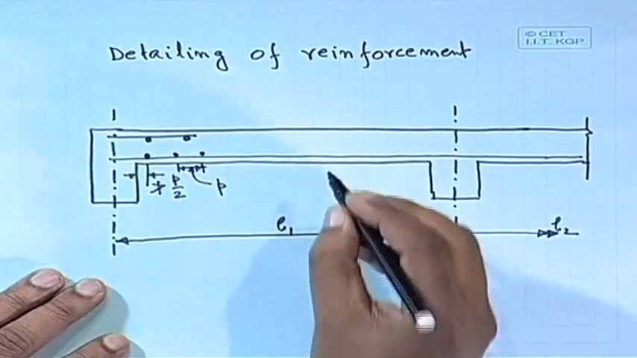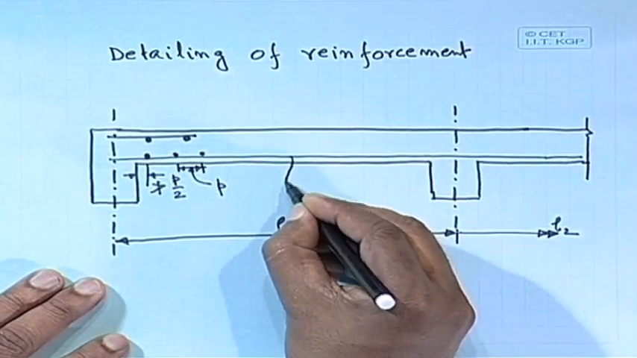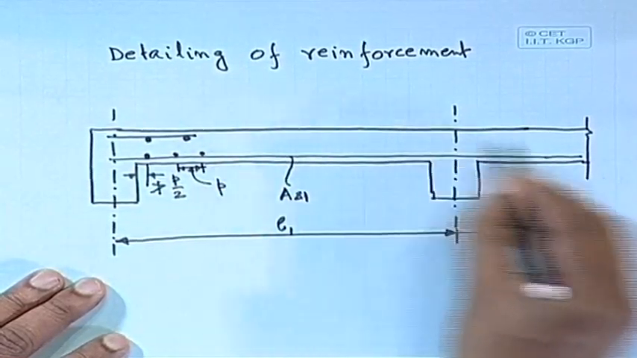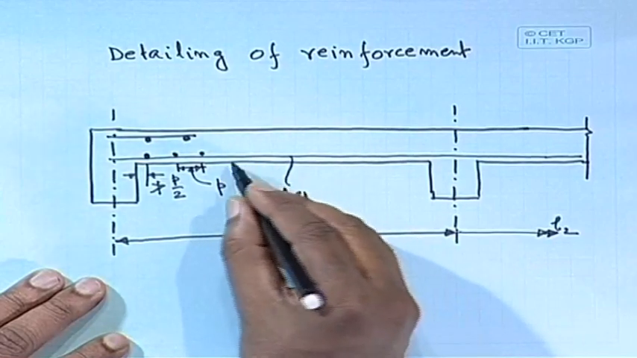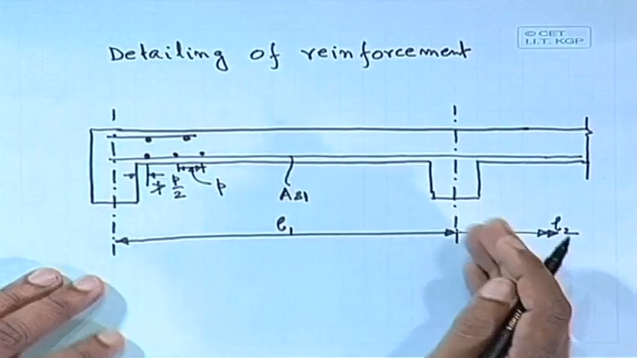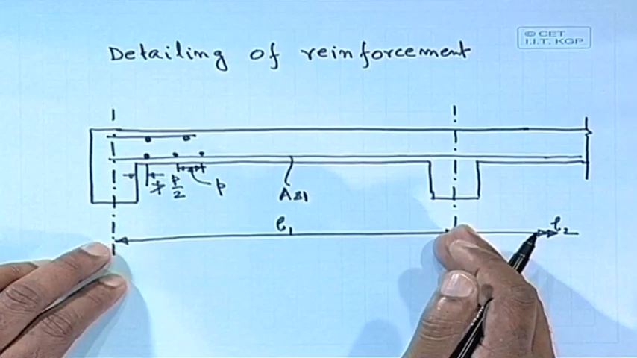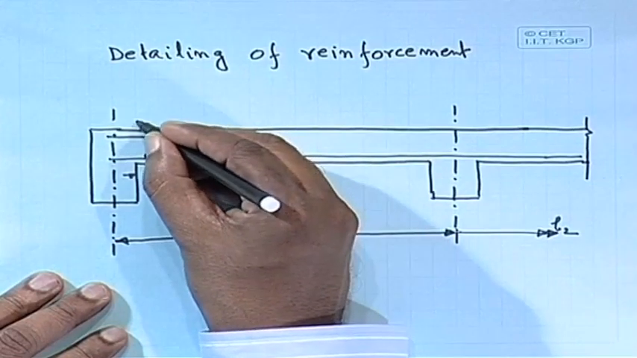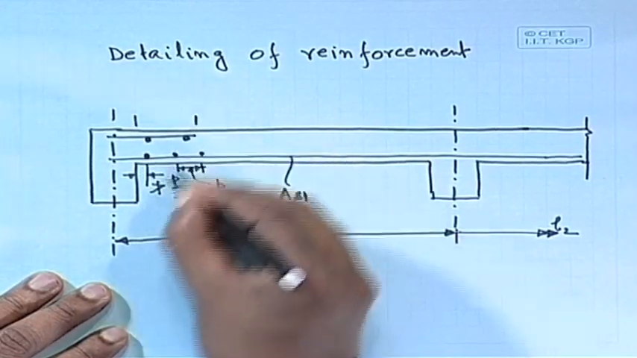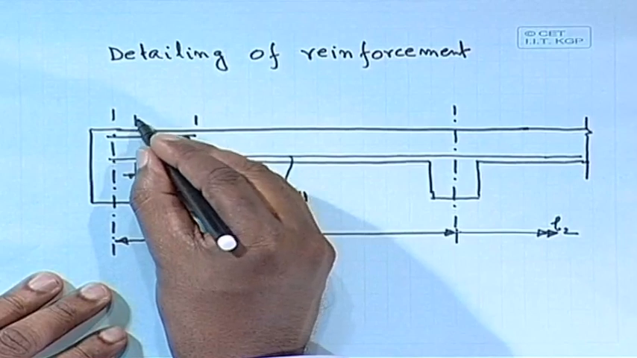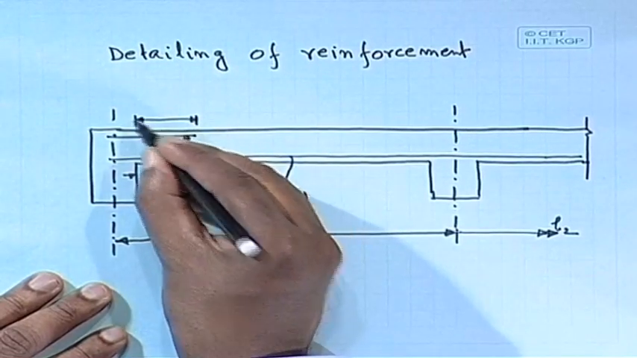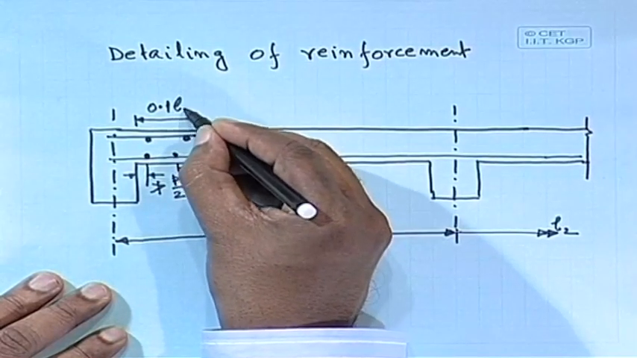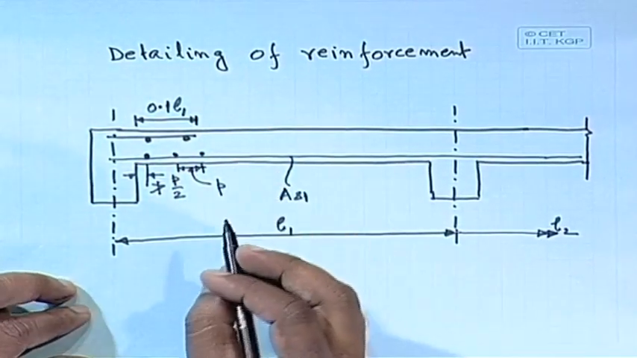Number 2, let us say this is your AS1, area of steel 1 of this one. Similarly, we can have the area of steel other also. If this is the area of steel which we are providing here, the length span is L1, what about the top bars? The top bars, this length, please note that from the end of the support, this length will be 0.1 L1, so it is L1, 10%. So, that length we have to specify.